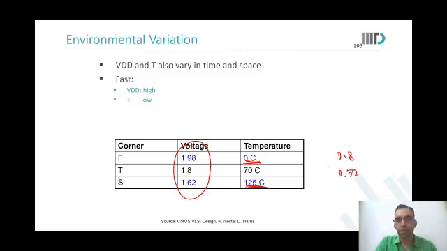Explain this point again. Do you know the concept of temperature inversion? No, sir. Do you know the dependence of mobility on temperature? Yes, sir. So what happens to mobility as temperature increases? Mu is proportional to T to the power minus 3 by 2.